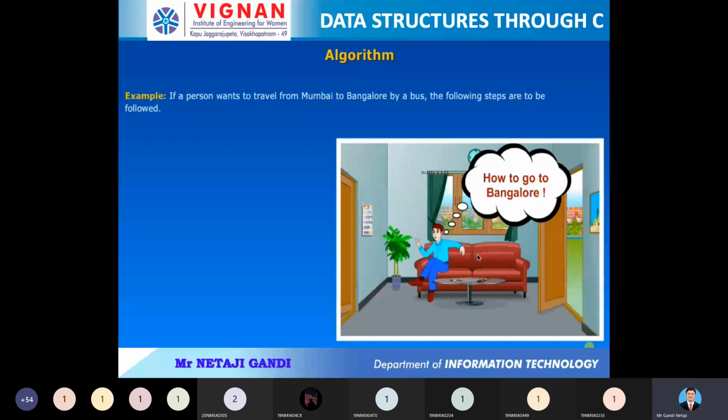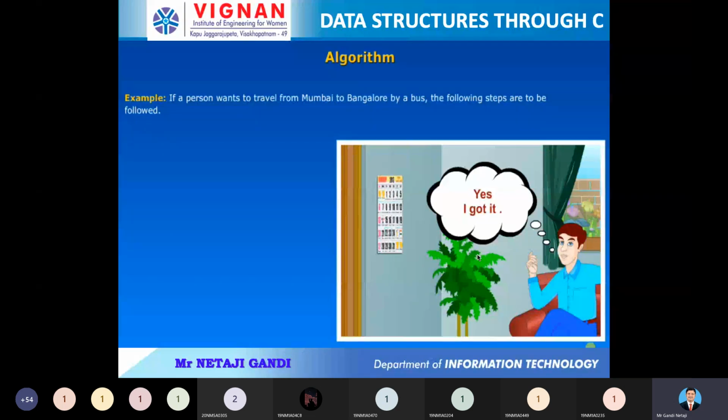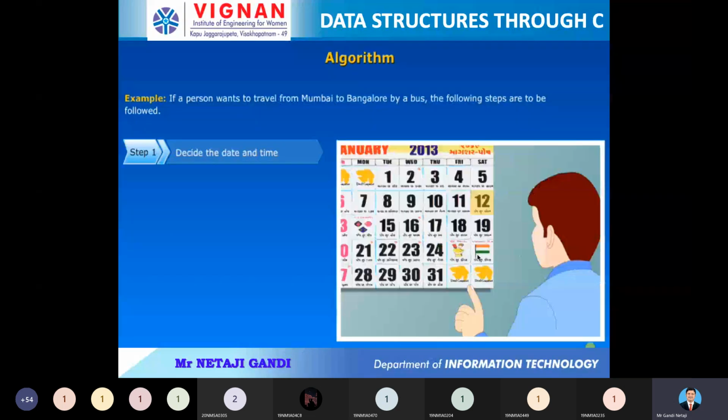To develop the algorithm, first of all, which date will you travel? Before you start booking, first of all, the date is fixed. Which date can you travel? That is the first step. Declare the date and time: which date I have to travel, at which time I have to travel. The first step is completed. What is the second step? Can anyone suggest? Things to be packed, sir.